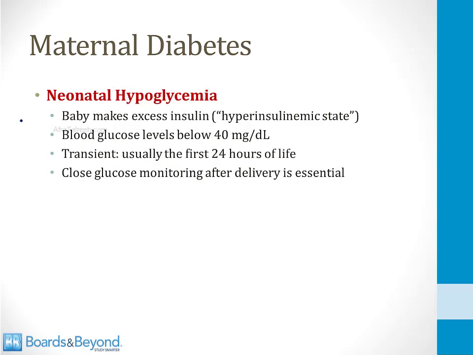Another problem that occurs among babies born to diabetic mothers is neonatal hypoglycemia. So in the womb, if the fetus is exposed to high levels of blood sugar from the mother, the baby will begin making lots of insulin. This is called a hyperinsulinemic state. After birth, however, the baby no longer needs all that insulin, but it's still circulating and being generated. So in the first 24 hours or so of life, blood glucose levels can get low, sometimes below 40, which can potentially cause a seizure.